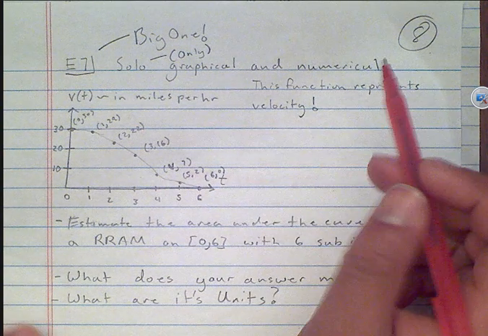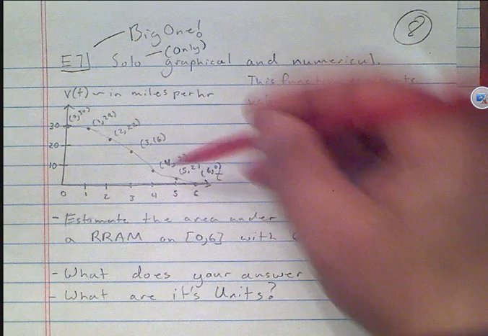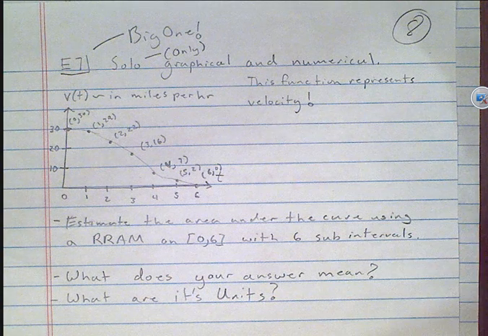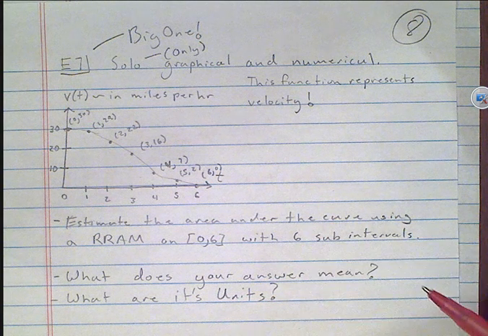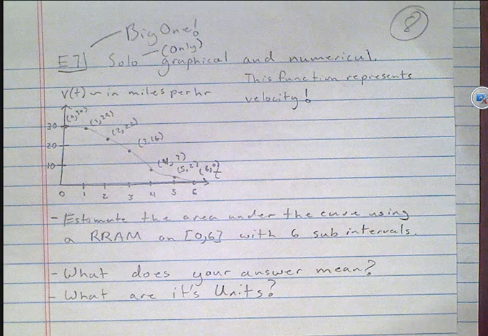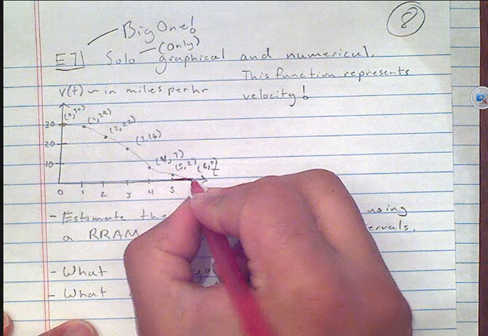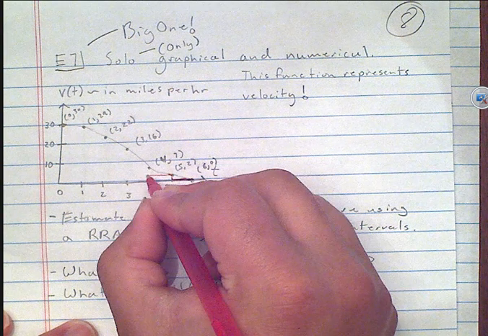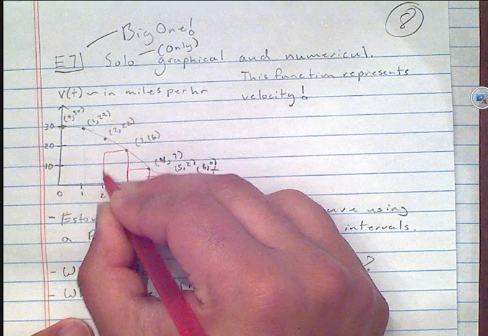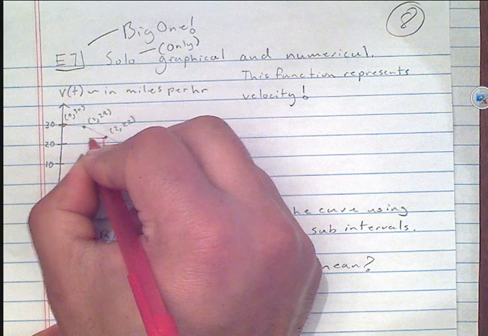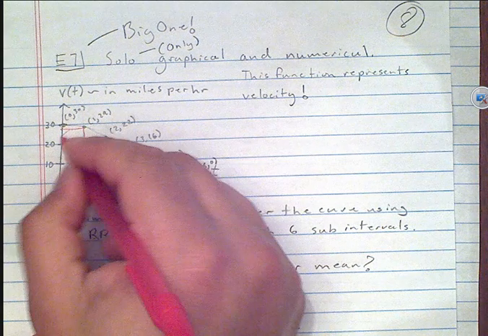We've got a function that is the velocity function in miles per hour. It's just a numerical function, no equation for it. We want to estimate the area under the curve using RRAM on 0 to 6 with 6 subintervals. That's easy. Let's draw a rectangle. This rectangle's right endpoint is at 0. Sorry about your luck. Right endpoint's at 2. Right endpoint's at 7. Right endpoint's at 16. Right endpoint's at 22. And right endpoint's at 29. Once again, this is a lower sum.